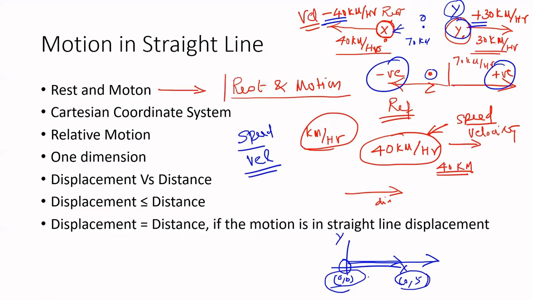Again, 5, 0. I made a great mistake. X is changed from 0 to 5. There is no change in y. That's why 5, 0.